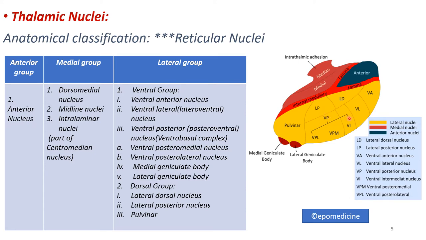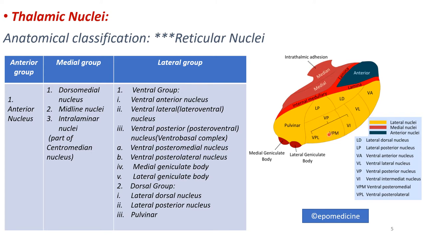The lateral group is very large. It is again divided into two portions: we have the ventral group and the dorsal group. In the ventral group there is the ventral anterior nucleus, which is anteriorly placed. Then we have the ventral lateral nucleus, which is laterally placed, but in the anterior, ventral portion. Then we have another very important nucleus, the ventroposterior nucleus, or posteroventral nucleus, or what we call the ventrobasal complex. This nucleus is further divided into two nuclei, the ventroposterolateral and ventroposteromedial nucleus.